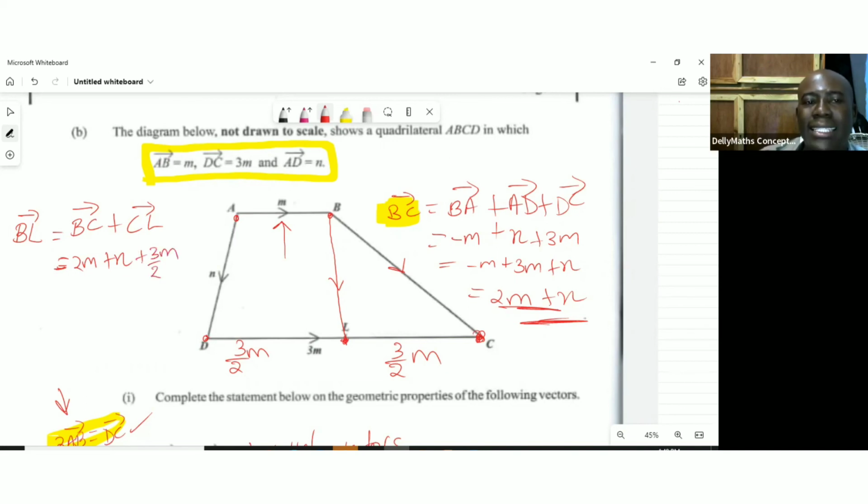But watch this. The direction is very important, so we can't put a plus there. We're going in the opposite direction because originally we have DC, and now we're going from C. So it's a negative. If we organize the like terms, we're talking about 2M minus 1.5M. I'm left with half M, because 2 minus 1.5 is a half, plus N. And this is the vector BL. There it is, BL.